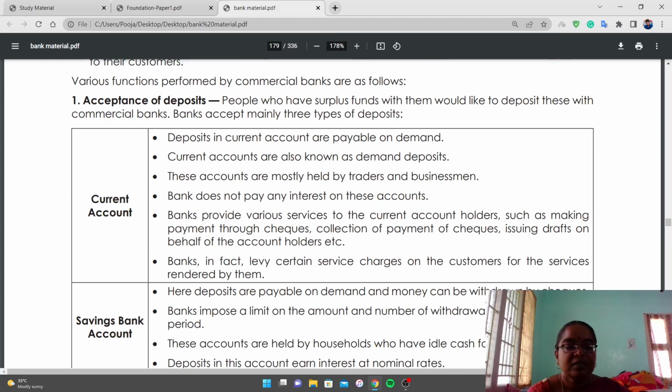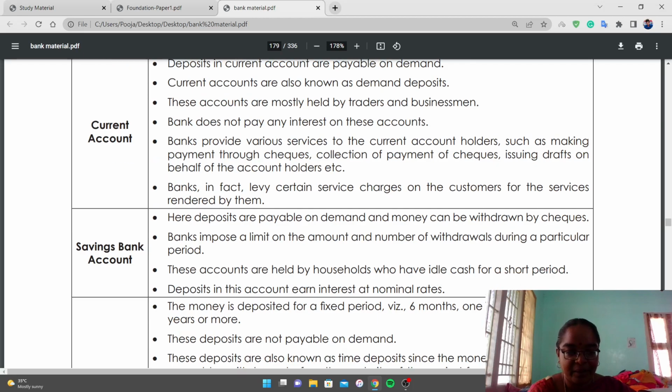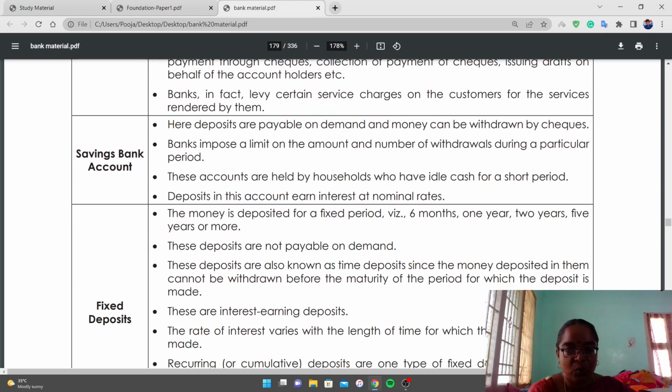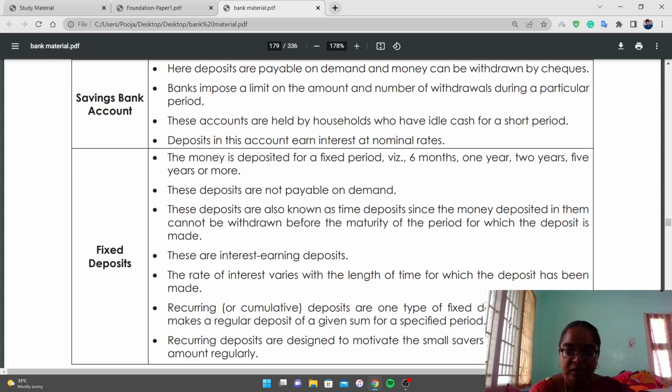And next one is savings bank account. It's a normal savings bank account. The people open a bank account, save money and withdraw money at any time. And next one is fixed deposit account. The minimum period of a fixed deposit account is 45 days. The money is deposited for a fixed period: 6 months, 1 year, 2 years or 5 years. The deposits are not payable on demand. They are interest earning deposits. After maturing of the fixed period, the fixed deposits are returned to the customers.